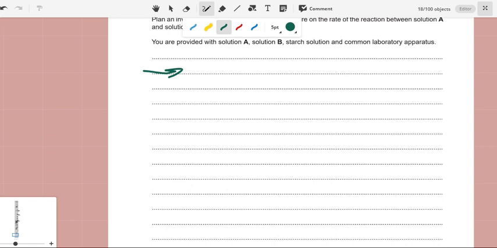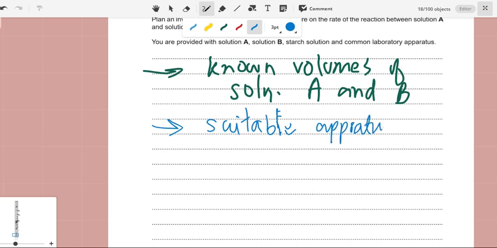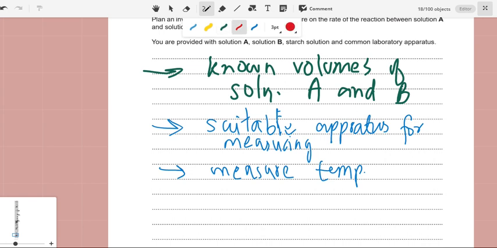So the first, you have to take known volumes of solution A and solution B. The second one is to use suitable apparatus for measuring the volume of the solutions. And next, you have to measure the temperature.